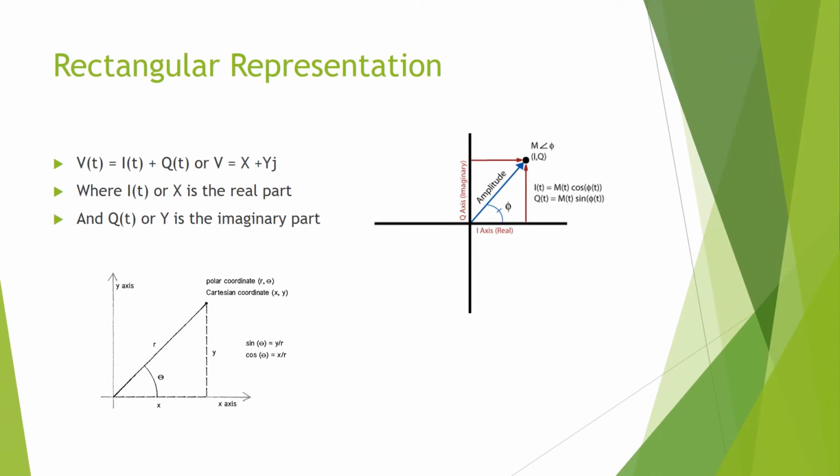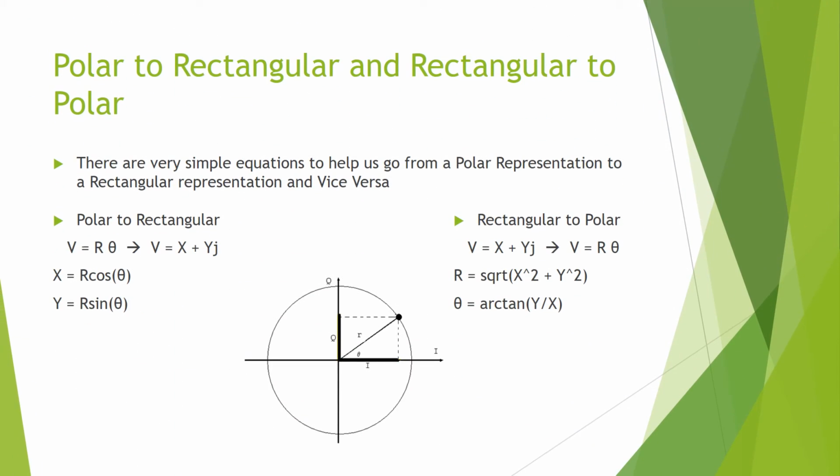The rectangular representation of a sine wave takes the form V(t) = i(t) + q(t), or v = x + yj, where i(t) or x is the real part and q(t) or y is the imaginary part, as can be seen from the diagrams. To go from polar to rectangular or rectangular to polar, there are very simple equations to help us go between the two representations.